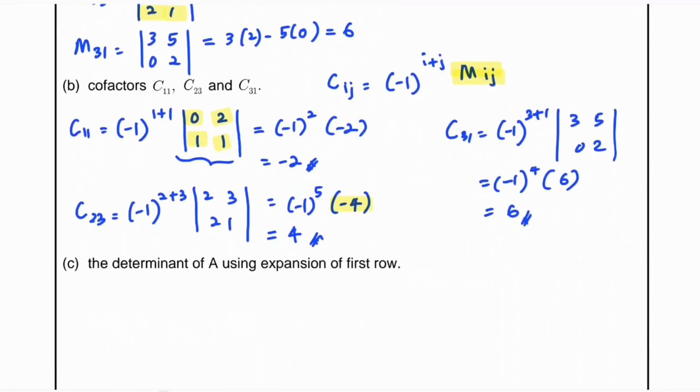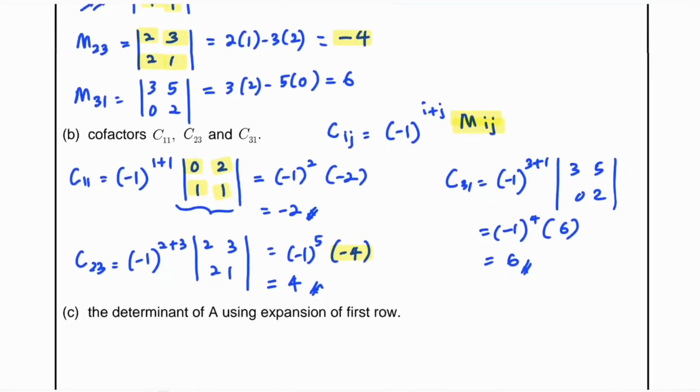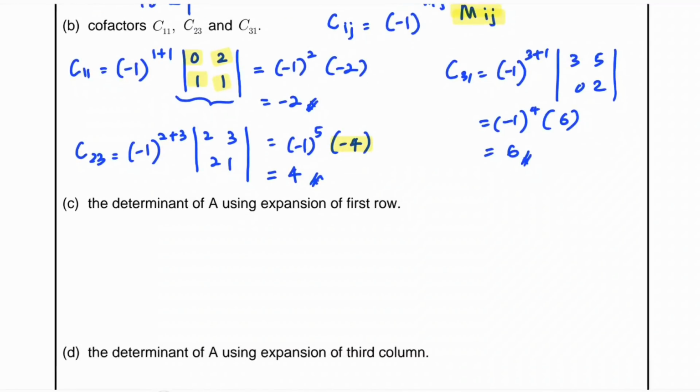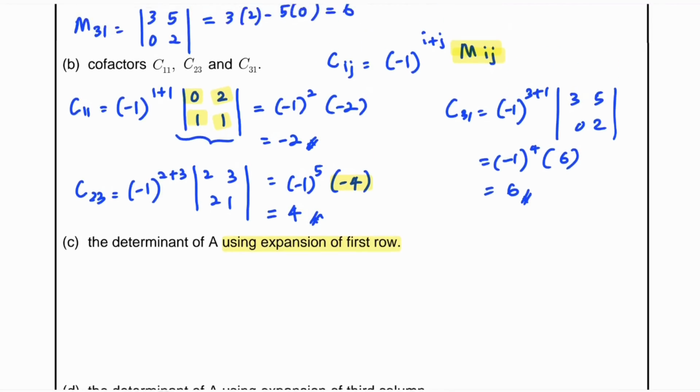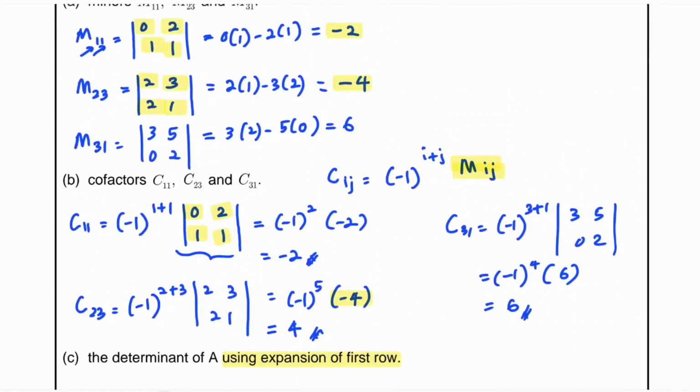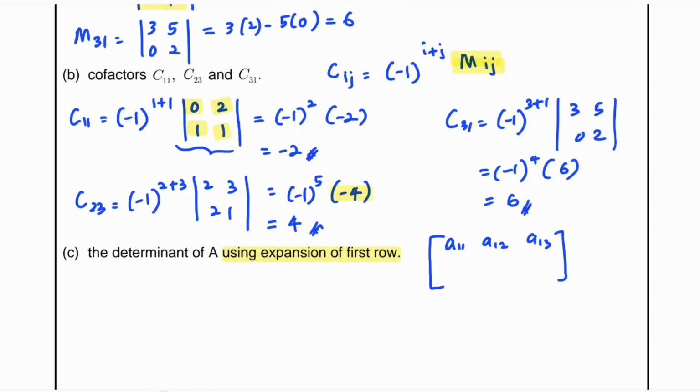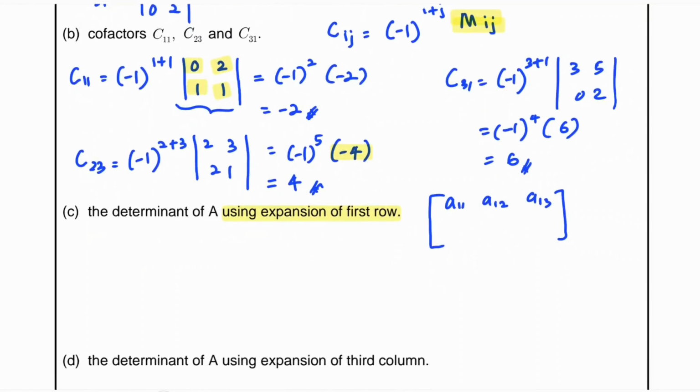Right, so continue to the determinant of A. Lastly, after we find the minor and cofactor, we find the determinant of A. The question already specifies which expansion, so you need to use the expansion of the first row. When it comes to the first row, we need to focus on these entries. This is the first row.